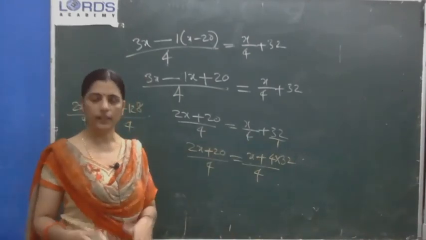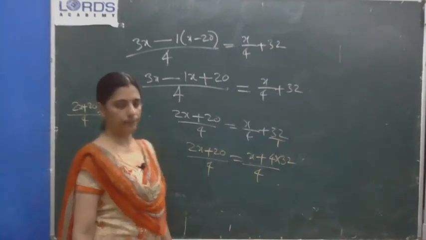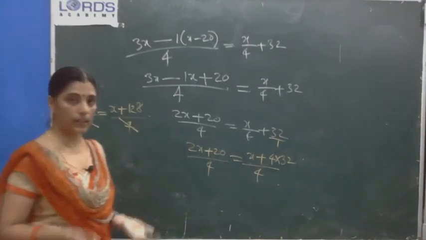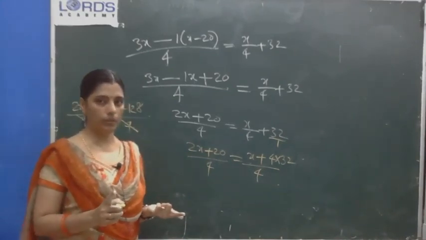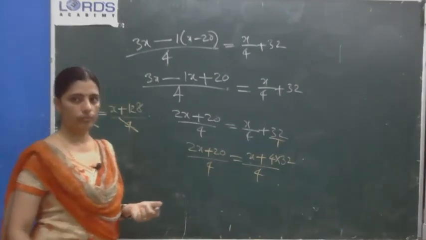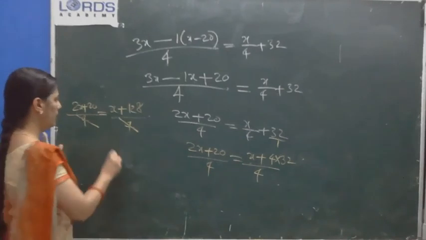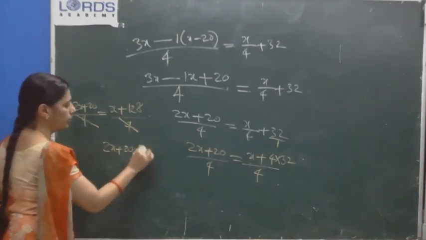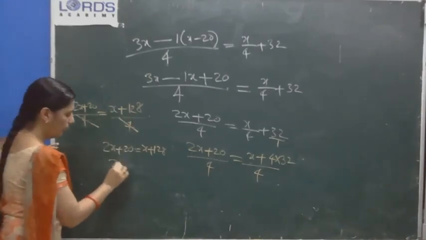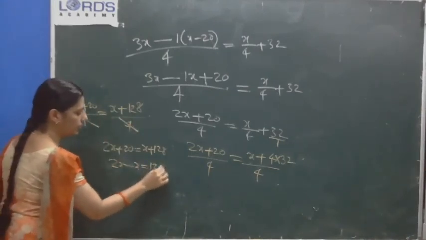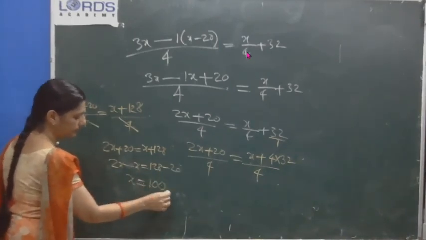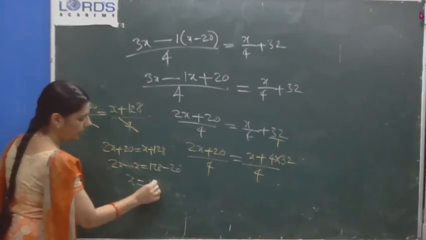First left side we did. Then right side also we found LCM. Now, this 4 and this 4 easily you can cut. I told you, if you can see the same number on both sides. Okay, so 2x plus 20 equal to x plus 128, 4 you can cancel. So 2x minus x is equal to 128 minus 20, x is equal to 100. No, 108.